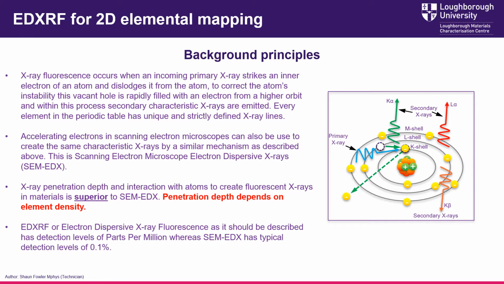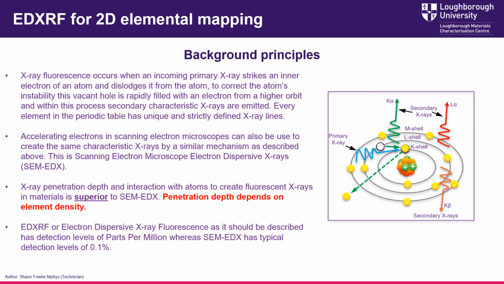Accelerating electrons in scanning electron microscopes can also be used to create the same characteristic X-rays by a similar mechanism as described above. This is scanning electron microscope energy dispersive X-rays. X-ray penetration depth and interaction with atoms to create fluorescent X-rays in material is superior to SEM EDX. Penetration depth depends on elemental density.